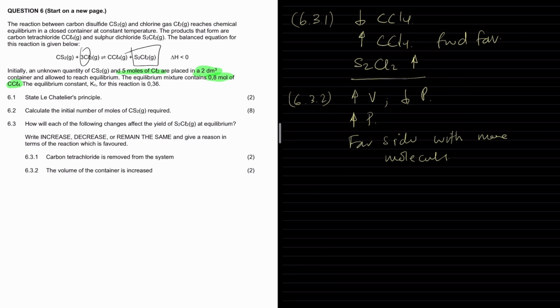So if I look at the left hand side, I have 3 here and 1. I have 4 total. If I look at my right hand side, I have 1 and 1. I have 2. So the side that has more is going to be the high pressure side. The side that has less is going to be the low pressure side. So it's going to favor the side with more molecules. It's going to favor the left hand side. So the reverse reaction is favored. And so the S2Cl2 will decrease.